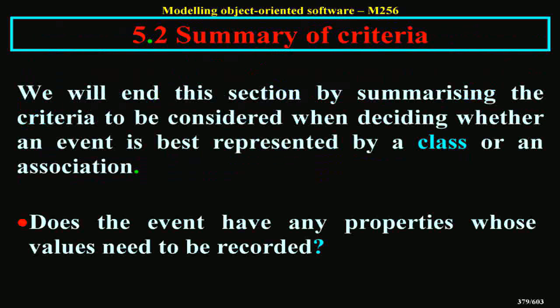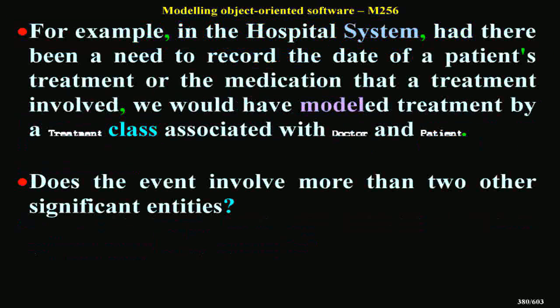5.2. Summary of criteria. We will end this section by summarizing the criteria to be considered when deciding whether an event is best represented by a class or an association. Does the event have any properties whose values need to be recorded? For example, in the hospital system, had there been a need to record the date of a patient's treatment or the medication that a treatment involved, we would have modeled treatment by a class associated with and. Does the event involve more than two other significant entities?